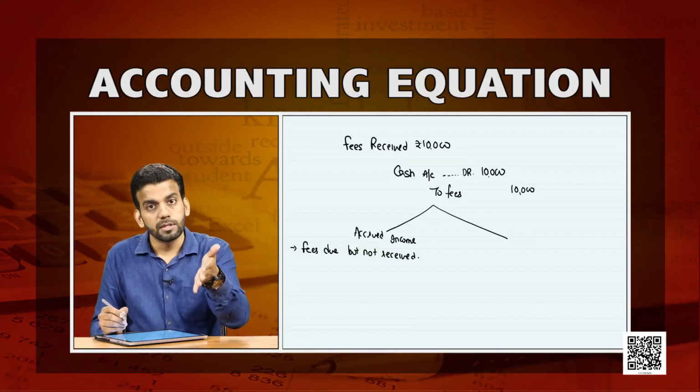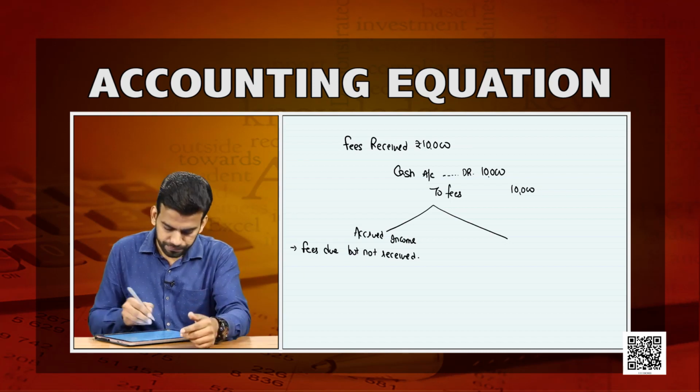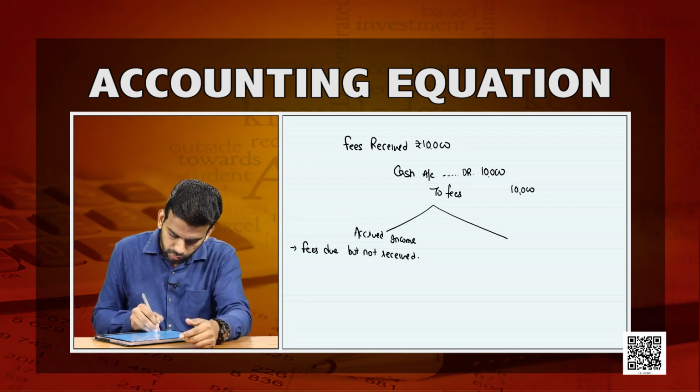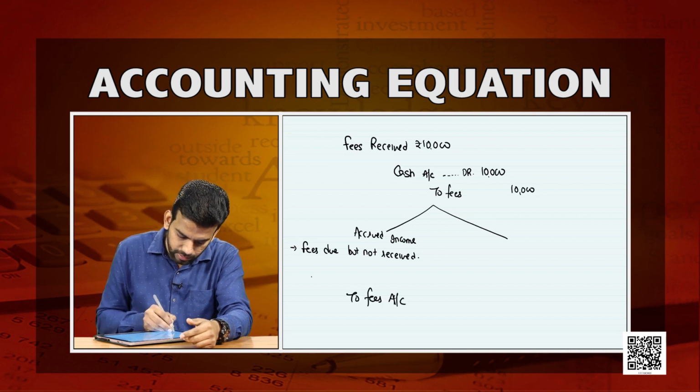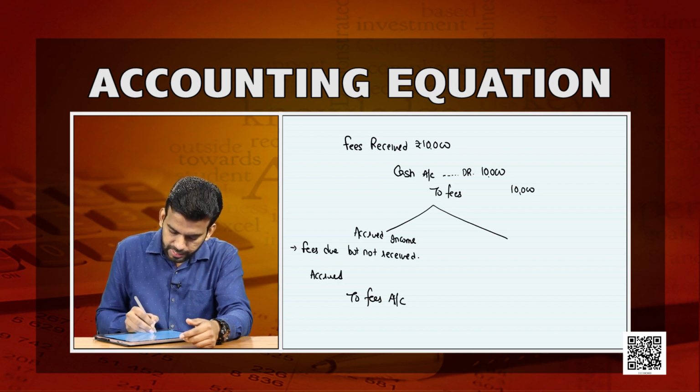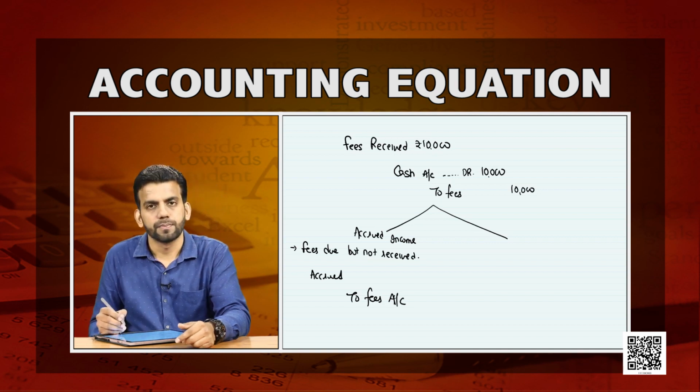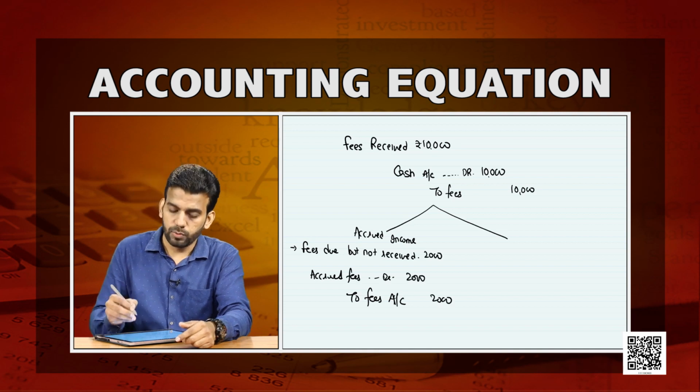In the case of accrued income, fees has fallen due, isn't it? So, income is to be credited, isn't it? To fees, right? And accrued fees being an asset, any amount would be debited. Clear?